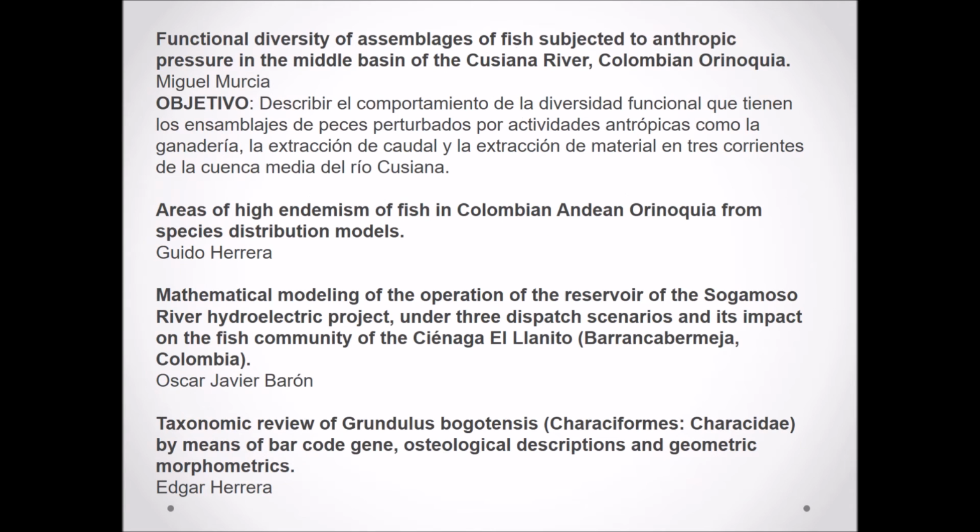We also have comparative anatomy of bones, muscles, electric organs, and their discharge in Transandean species of the family Sternopygidae. We have taxonomic revision of Eigenmannia virescens and Sternopygus macrurus from the Transandean region in northwestern South America and lower Central America. We have molecular phylogeny of the genus Bryconamericus inferred from nuclear and mitochondrial gene sequences. Functional diversity of assemblages of fish subjected to anthropic pressure in the middle basin of the Cusiana River. Areas of high endemism of fish in Colombian Orinoquia. Mathematical modeling of the operation of the reservoir of the Sogamoso River hydroelectric project. Taxonomic review of Grundulus bogotensis by means of the barcode gene, osteological descriptions, and geometric morphometrics.